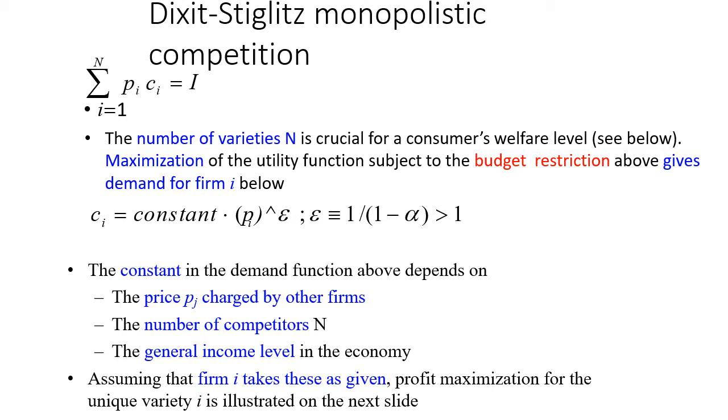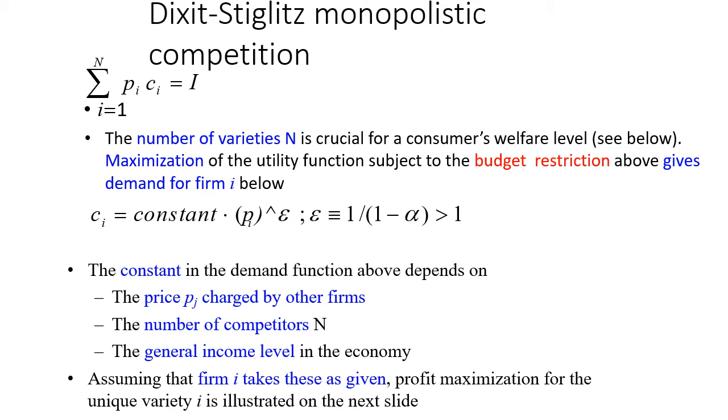The constant here, why they call it a constant, is because everything that is listed in that constant, and you can go to the textbook and see what the constant looks like, is not determined by the firm. They will just take that as given. So the prices of other firms is taken as given. The number of competitors is taken as given. And the general income level in the economy is taken as given. So the only thing that matters for this firm is the elasticity and the price of its own good. Okay, that is the most important thing you need to know.